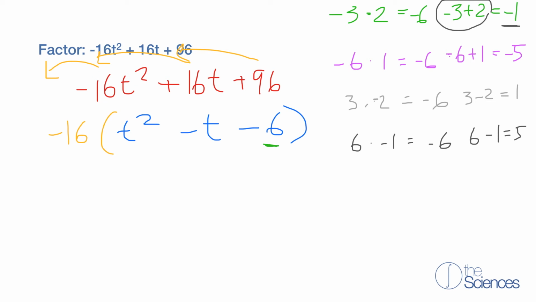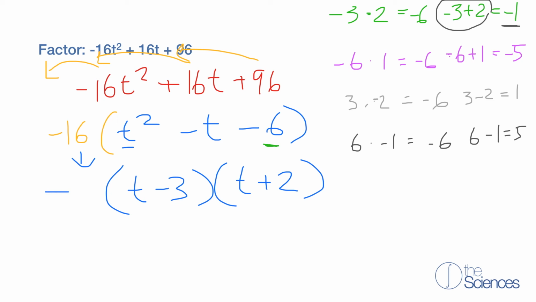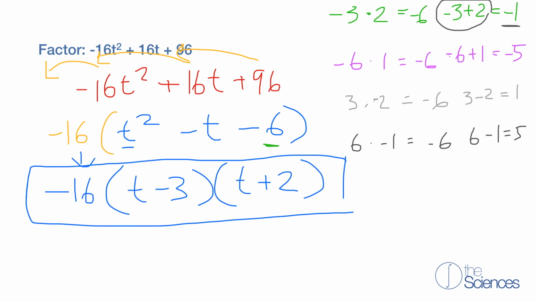So the first thing we're going to do, since we're working with t squared, is draw our parentheses and write t as our first term. Now we're going to list our multiples, which is negative 3 and positive 2. So now we're going to bring down our negative 16. And this is our answer. Negative 16 times t minus 3 times t plus 2.